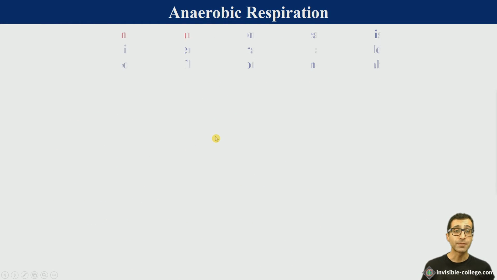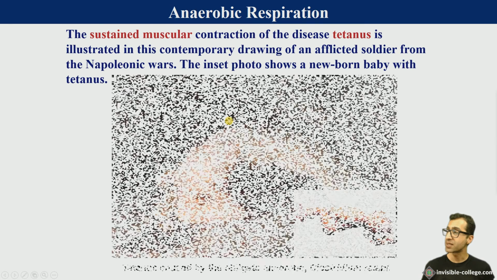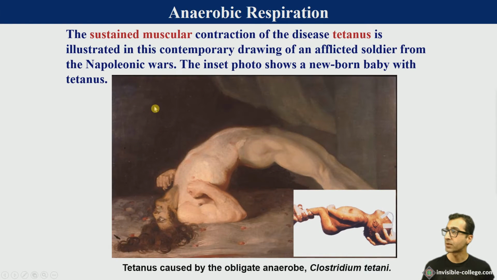The sustained muscular contraction in the disease tetanus is illustrated by a drawing made of an afflicted soldier during the Napoleonic Wars, and typically this is what you see in advanced cases of tetanus. The axial musculature of the back and the spine is so extremely contracted that the back will bend to this extreme angle. And if it occurs in infants, the infants typically will also show this muscular contraction of all their muscles.